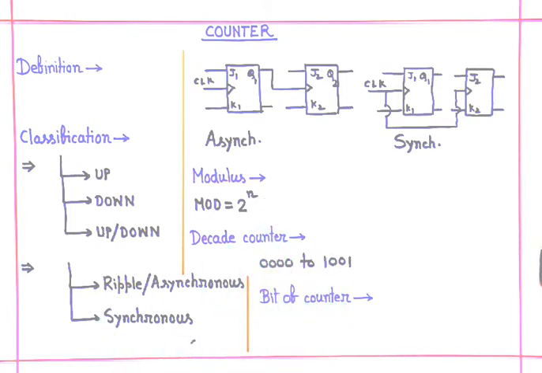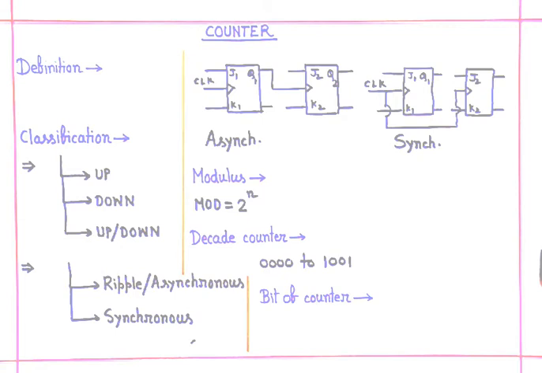Suppose n is equal to 2, then modulus of the counter is 4. Suppose n is equal to 3, then modulus of the counter is 8. Suppose n is equal to 4, then modulus of the counter will be equal to 2 to the power 4, that is obviously 16.